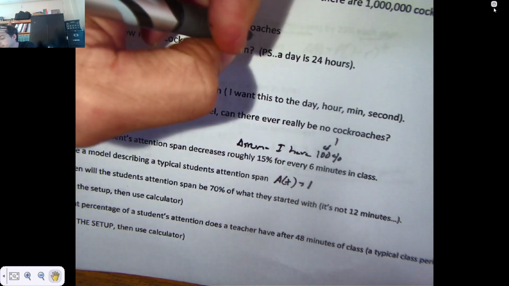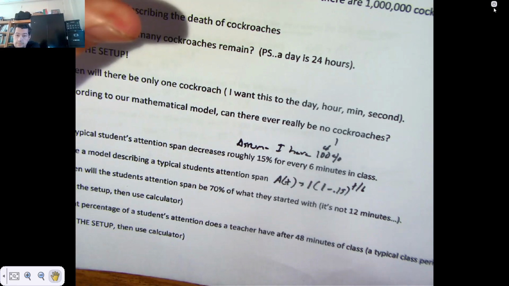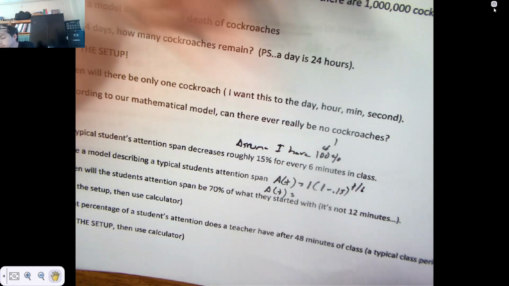So 100% is the number 1 as a decimal. So the amount after time passes is that initial principal of 1 times 1 minus 0.15 to the t over 6, because it's every 6 minutes. Cleaning that up, the 1's understood, 0.85 to the t over 6.